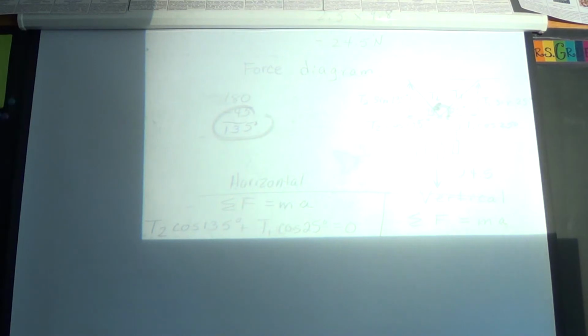Hopefully not. I started a chart here. I have horizontals on one side and verticals on the other. Let's go down the horizontal side first. All right, horizontally, the sum of the forces equals MA. And how many horizontals in this case, Alex? You were good at counting them. 2. So I saw T2 cosine 135 and I saw T1 cosine 25. And those are the only 2 that I could find.